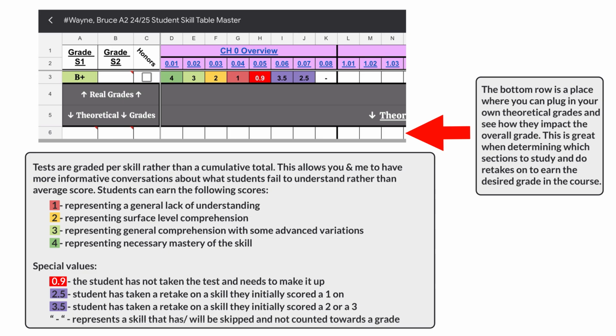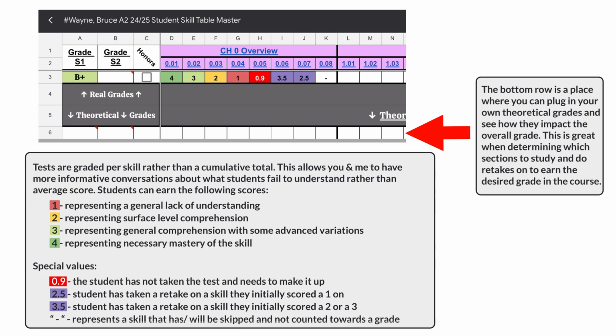So their score went from a 1 to a 2.5. A 3.5 comes from a student who has taken the test originally and scored either a 2 or a 3 on the original test, but then came and did the retake and now it has improved to a 3.5. Lastly, there is a dash.